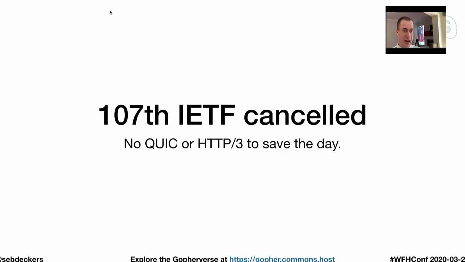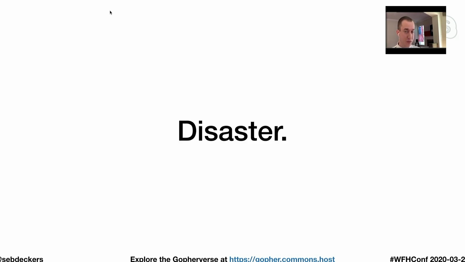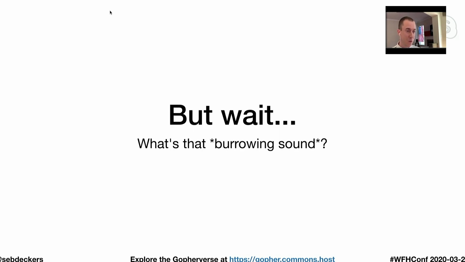Bad news, the IETF, which is the Internet Engineering Task Force, their 107th meeting was canceled. They usually meet 3 times a year to discuss new protocols and changes. And in this case, that means that the cool stuff that James is working on for QUIC and HTTP/3, it's not going to save the day. It's not going to make our sites any faster in this problem situation.